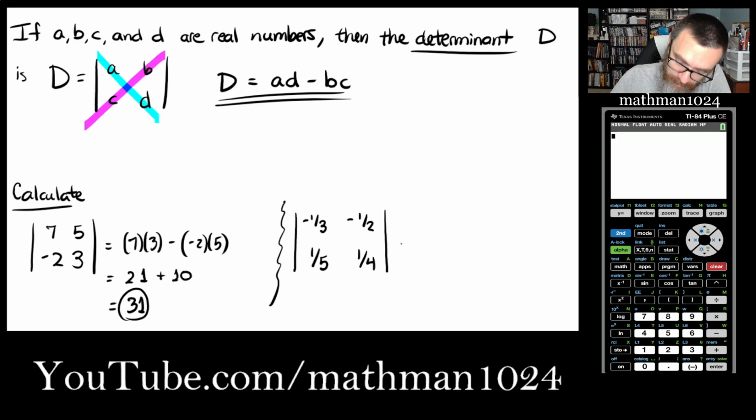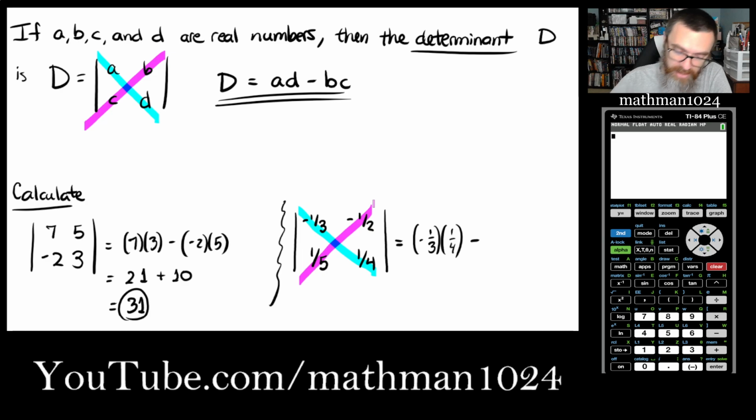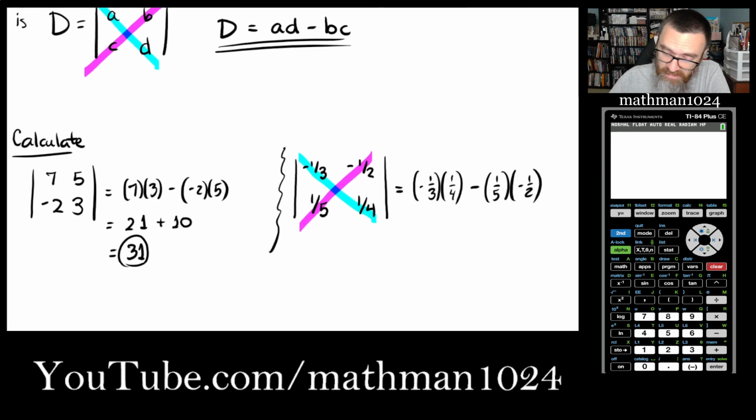For this other example, again, you're going to be going across this way. You're going to multiply those. And let's just use parentheses right now. So negative 1/3 times 1/4, and you go minus, and you do that product. So it's going to be minus 1/5 times negative 1/2. And then you just do the math. So that's negative 1 over 12, and it becomes plus 1 over 10.